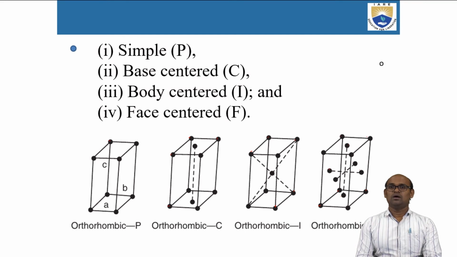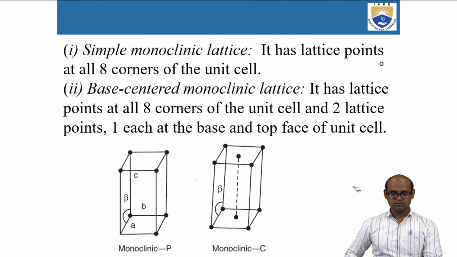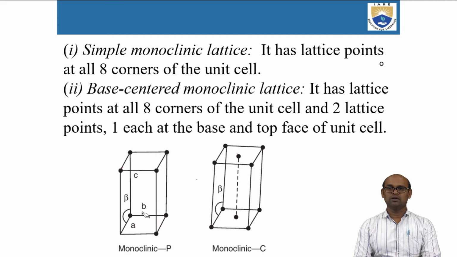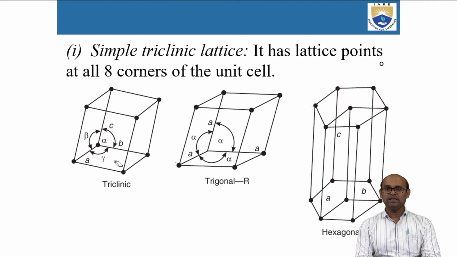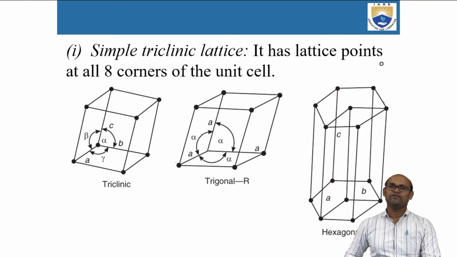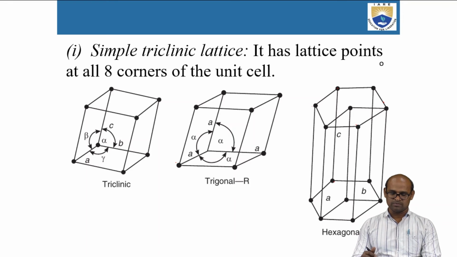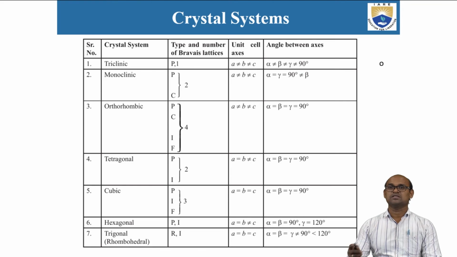And then in orthorhombic we have 4. So 6, 7, 8, 9 lattices. And then we have monoclinic, 10, 11. So 12, 13 and 14. So we have 14 different types of lattices, and using these 14 different types of lattices, we can combine them into 7 crystal systems. We have discussed the conditions for these 7 crystal systems.